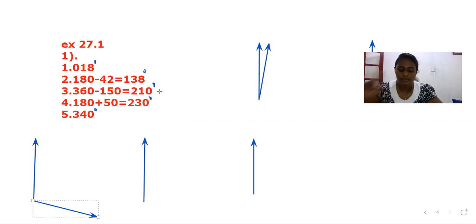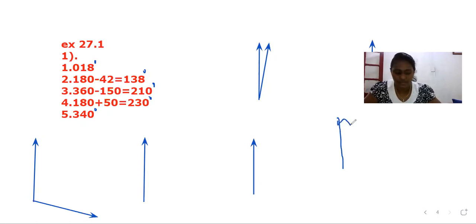Fourth question, again, you have to see clockwise. Once you see clockwise, it is 180 plus 50, right? Now, please tell me, anybody, do you have a question? How did I get the value 180? How do I consider 50 like that? Do you have any doubts?